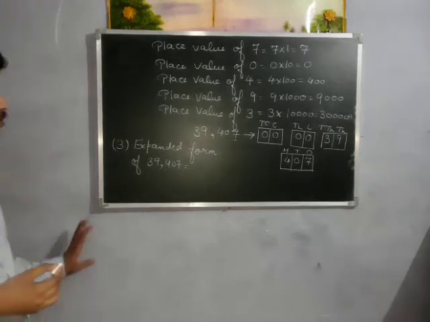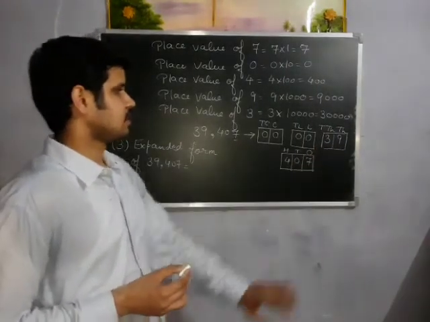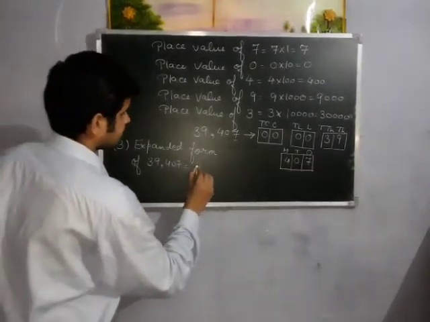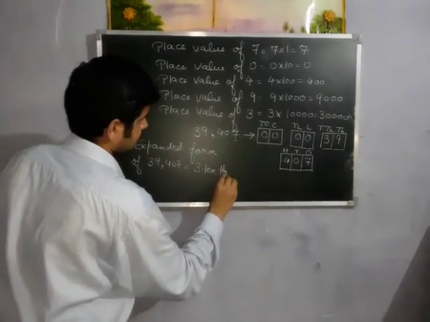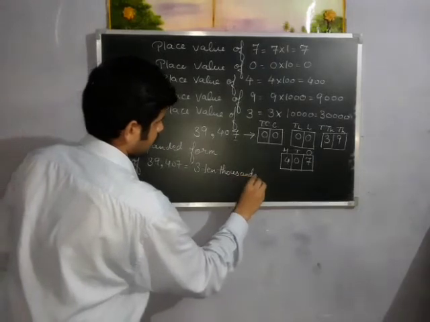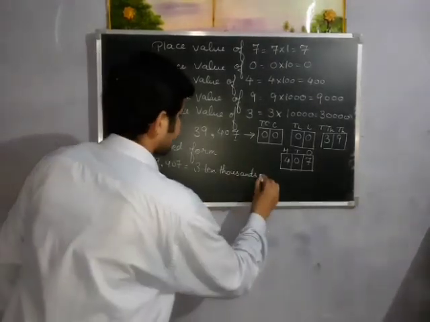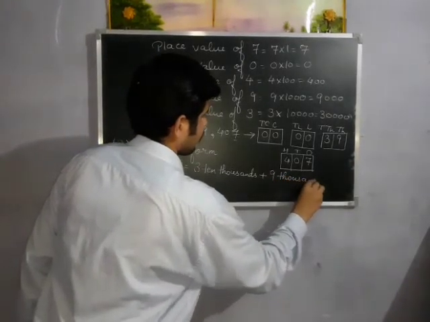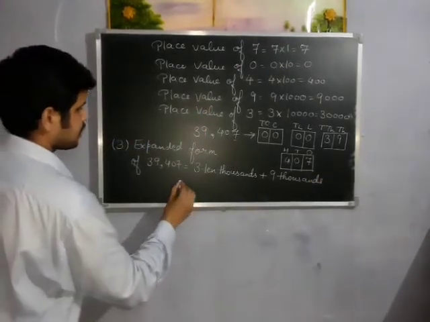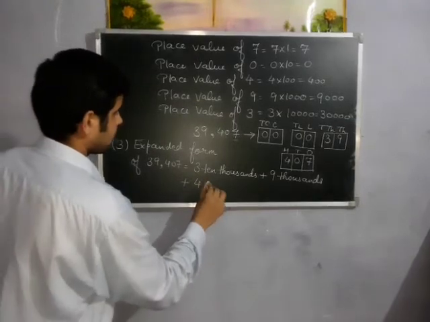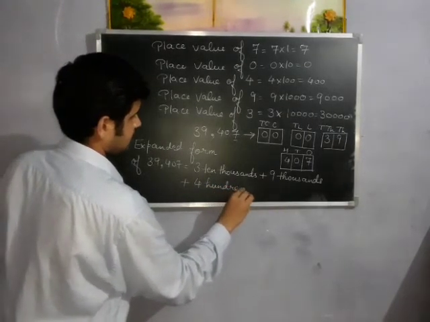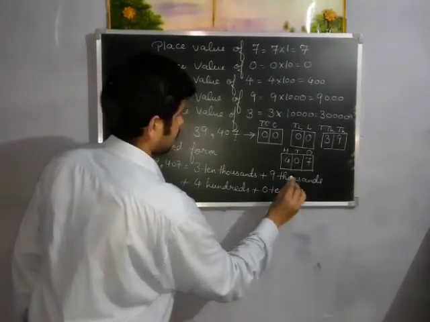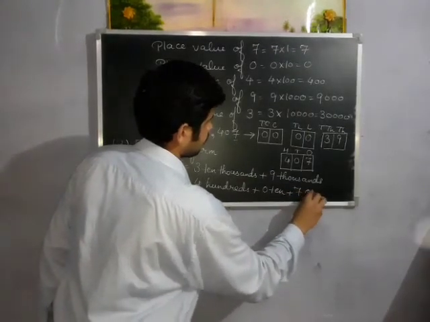Okay, so we will start from 3. So for 3 we will write down 3 ten-thousands, plus 9 thousands, plus 4 hundreds, plus 0 tens, plus 7 ones.